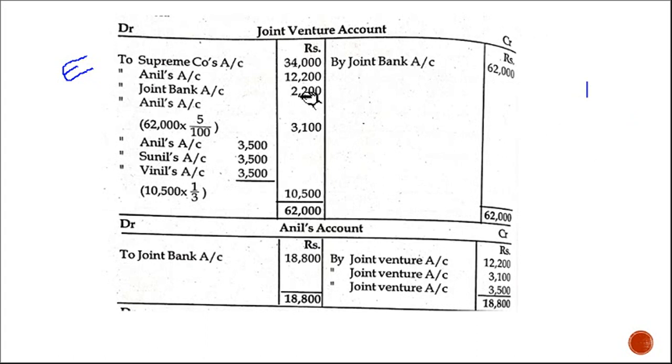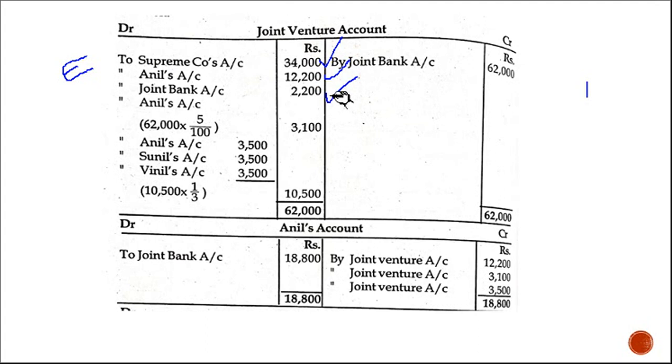When you purchase the goods, we pass the journal entry, joint venture account to suppliers account. Same thing, to Supreme Company account, 34,000. What is this 34,000? Goods purchased. Okay, this is an expense. Another expense, goods were purchased from Anil as well, so 12,200. Then there are other expenses, 2,200. Clear. So these are the expenses.